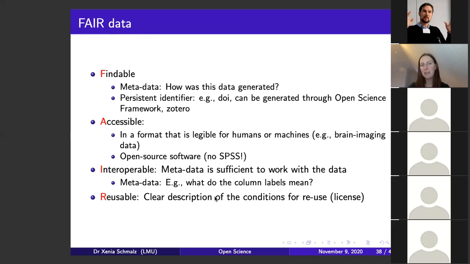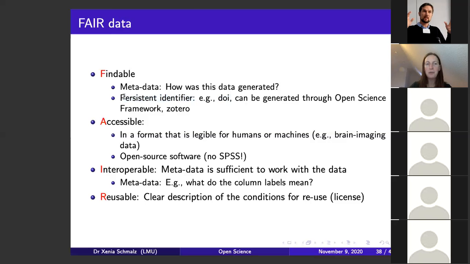So FAIR, findable means that the data can be found, quite obvious. This means first that it has a persistent identifier. So if you link to it, then you click on the link and you actually get to that and not to some broken link. And again, for example, you can get a DOI either through the Open Science Framework or Zotero, or I think there are also some other ways to get that.